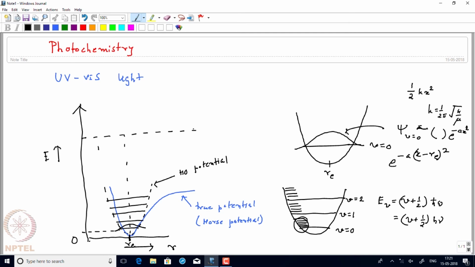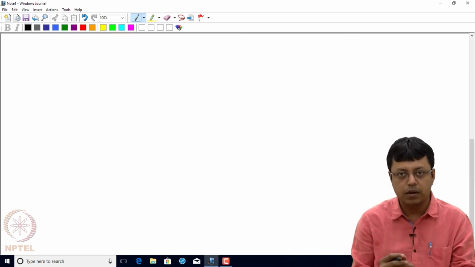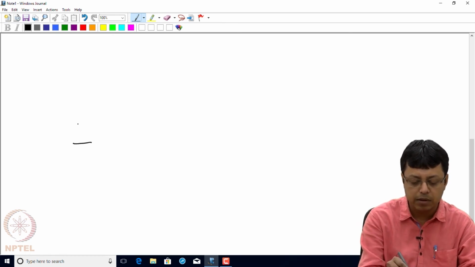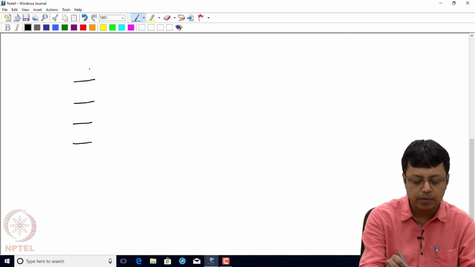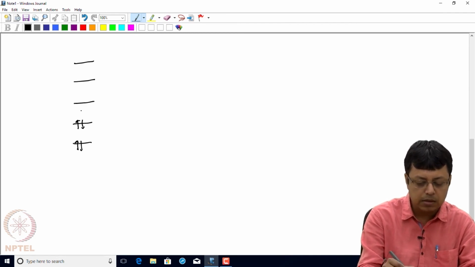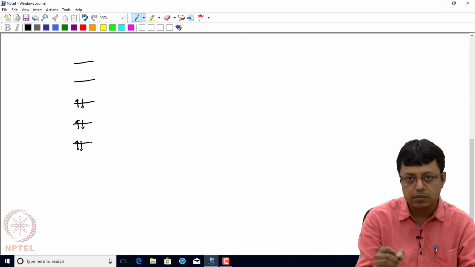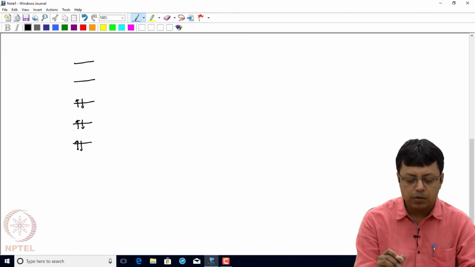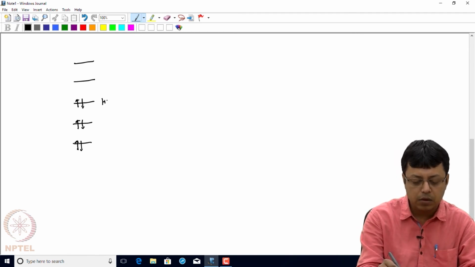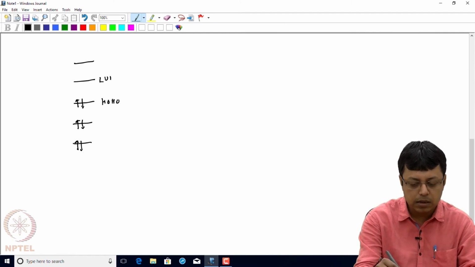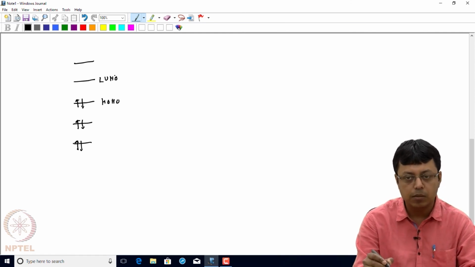Now there are two interesting things that students often get confused about. Suppose I have molecular energy levels, as I'm showing like this. How do you get these molecular energy levels? You solve the Schrodinger equation and you get some molecular energy levels. This level we call HOMO, the highest occupied molecular orbital, and this level I call LUMO, the lowest unoccupied molecular orbital.